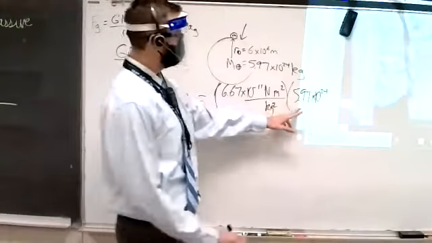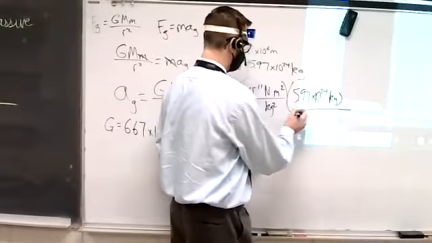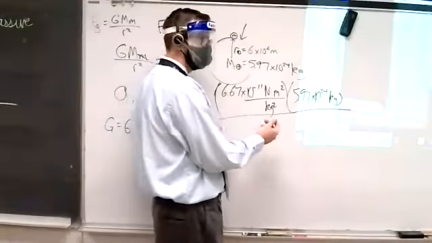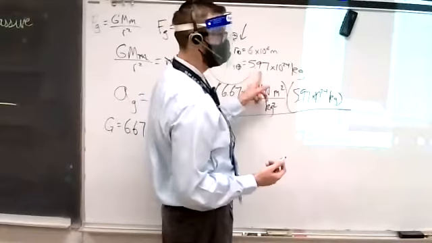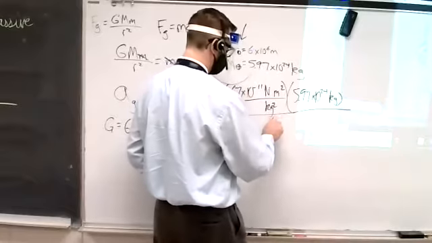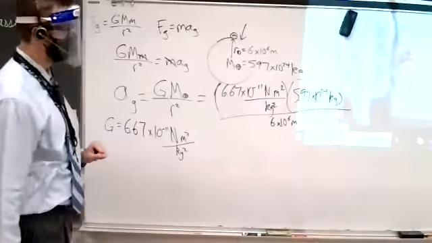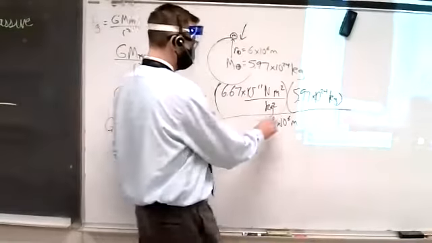All right, 5.97 by 10 to the 24 kilograms, and then over r squared, where that's the radius of the Earth, which is close to 6, like 6 by 10 to the 6 meters. So yeah, 6,000 kilometers, right? So 6 million meters. And then don't forget to square that.